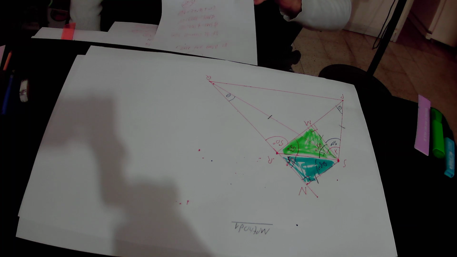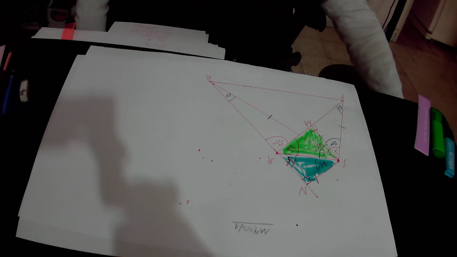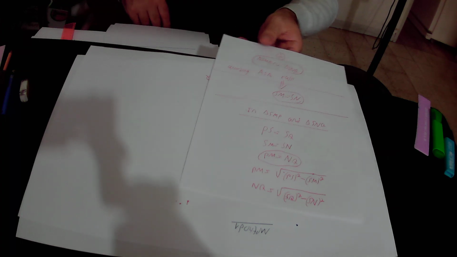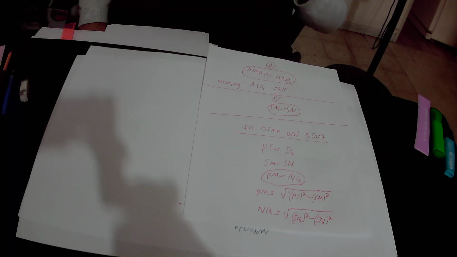Therefore, the green triangle can go into the blue triangle according to the angle side angle rule. Again, the green triangle can go into the blue triangle according to the angle side angle rule. So what is the angle side angle rule? If you prove that two angles and the side between them in one triangle are correspondingly equal to two angles and the side between them in the other triangle, then you have proved that those two triangles can go into each other according to the angle side angle rule.